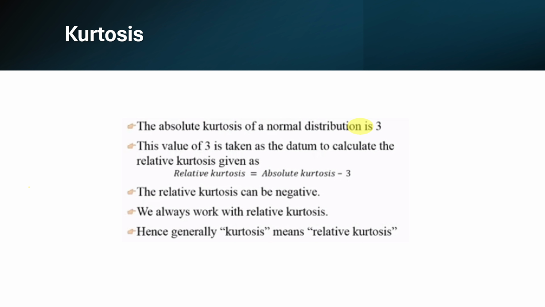Absolute kurtosis of a normal distribution is 3. This value of 3 is taken as a datum to calculate the relative kurtosis, given as relative kurtosis equals absolute kurtosis minus 3. The relative kurtosis can be negative. We always work with relative kurtosis. Hence, generally kurtosis means relative kurtosis.